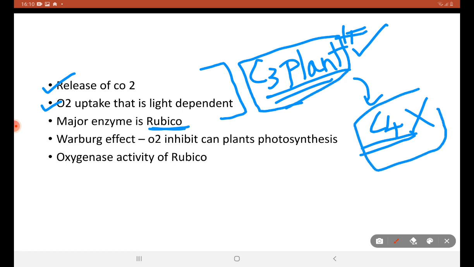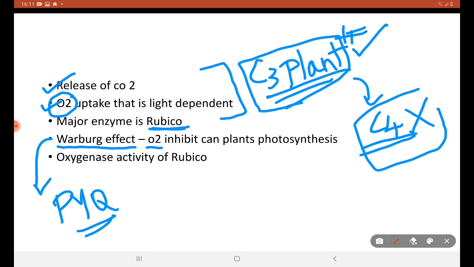It is called the Warburg effect. This is also a previous year question. What is the Warburg effect? The Warburg effect is that the carbon dioxide consumed during the process of photorespiration will inhibit photosynthesis. So photosynthesis is deteriorated.